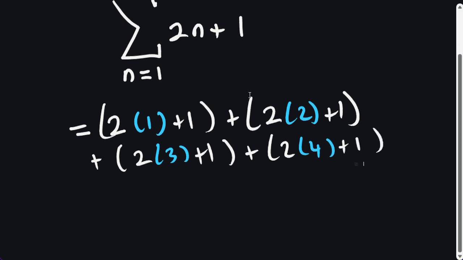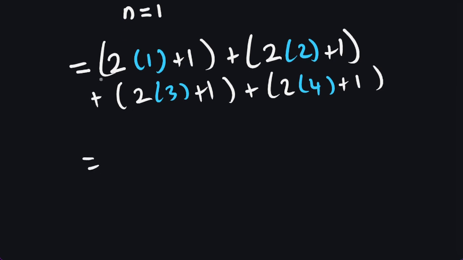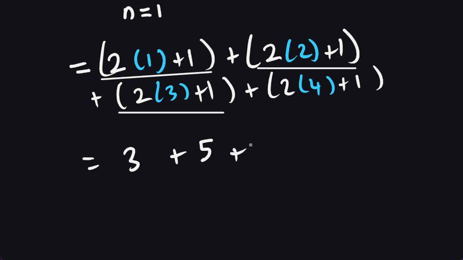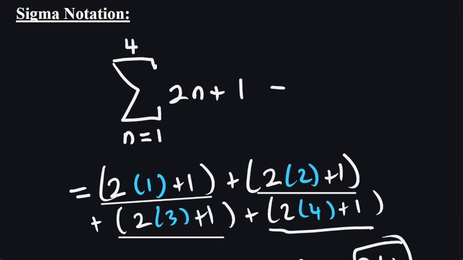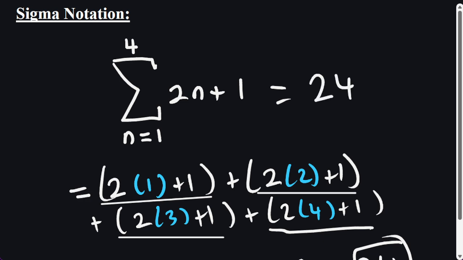So let's go ahead and evaluate each of these. So this first one, what's 2 times 1? That's 2. Plus 1 is 3. And this next one, 2 times 2 is 4. Plus 1 is 5. This next one, 2 times 3 is 6. Plus 1 is 7. And this next one, 2 times 4 is 8. Plus 1 is 9. So 3 plus 5 is 8. 8 plus 7 is 15. 15 plus 9 is 24. There we go. So we have evaluated this partial sum right here to be 24.